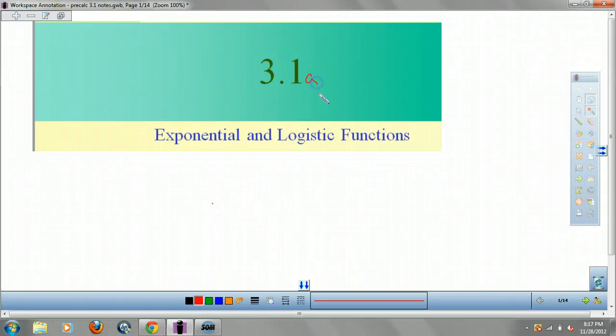This is 3.1a. We're going to look at exponential logistic functions. This is actually some of my favorite stuff.